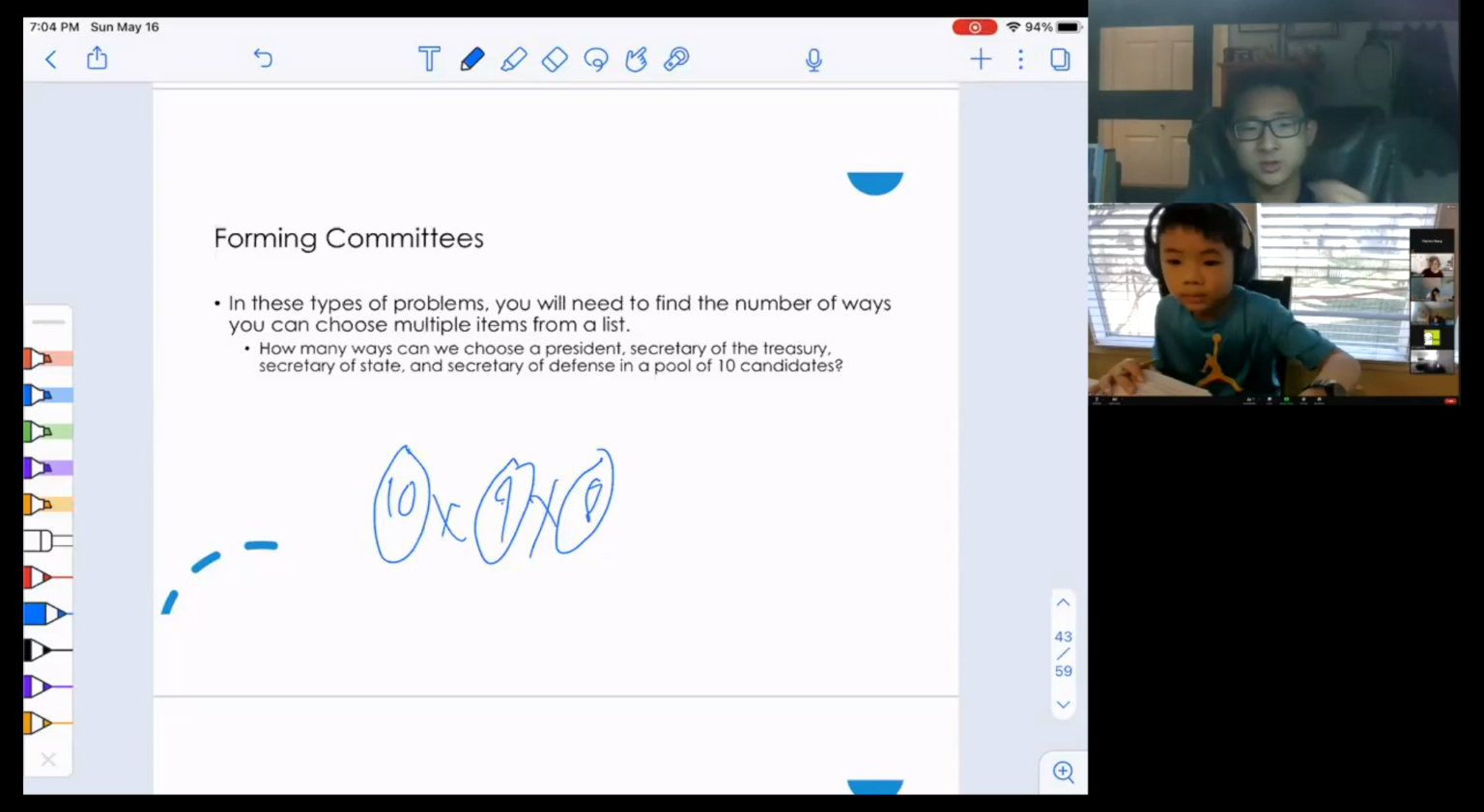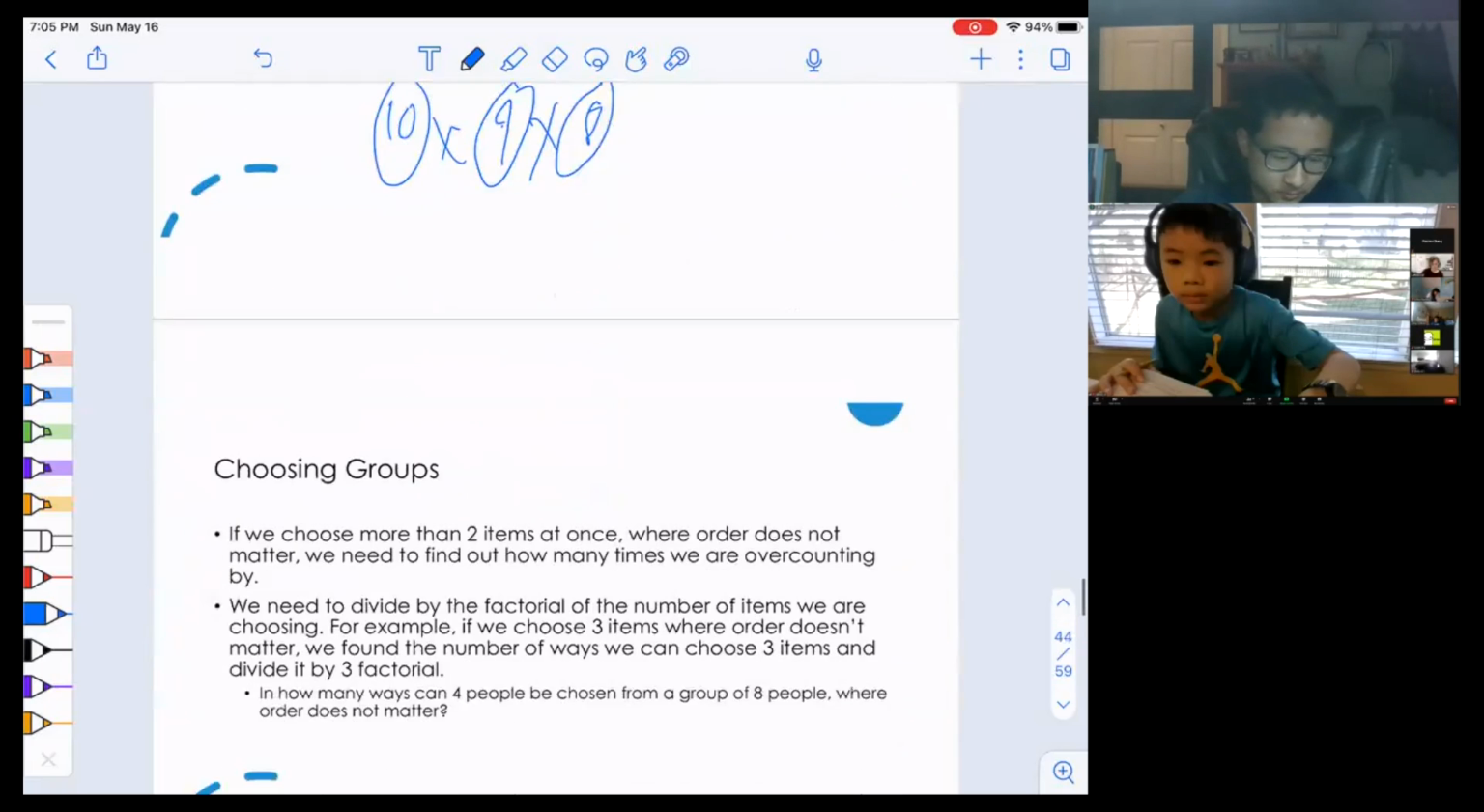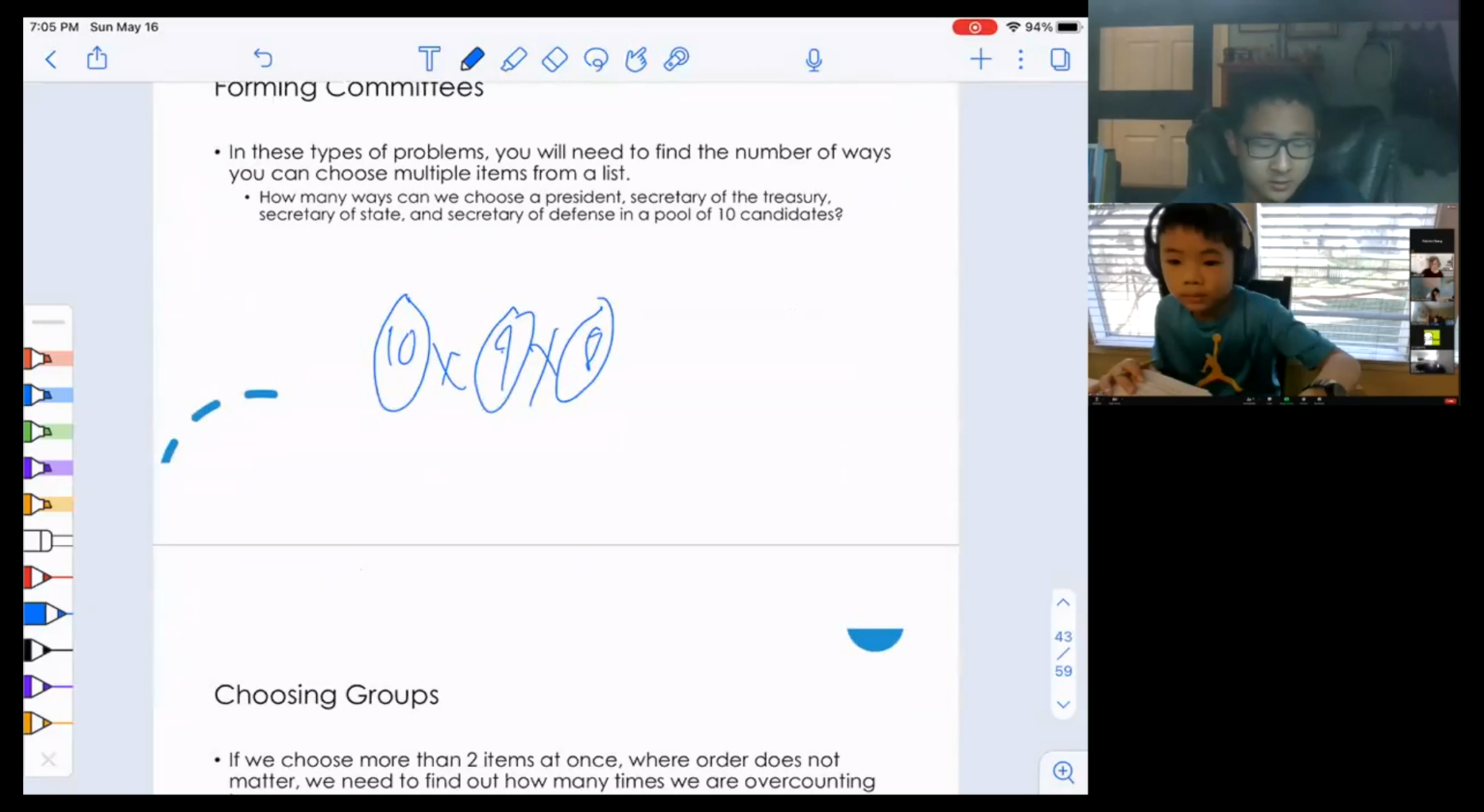But the problem is, in this type of problem, the order doesn't matter, because we're finding a group of people. We're not doing permutations, we're doing combinations. So what we need to do is divide by the number of ways we can order those 3 people. So we do 10 times 9 times 8, and then we divide it by 3 factorial. What we get is 120. And it would be 720 if order did matter.